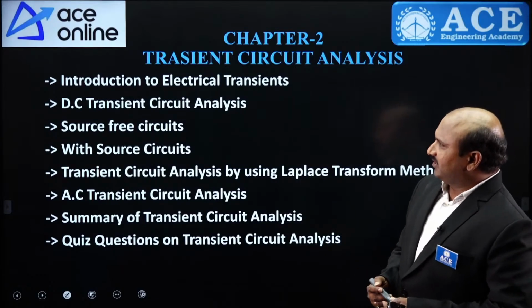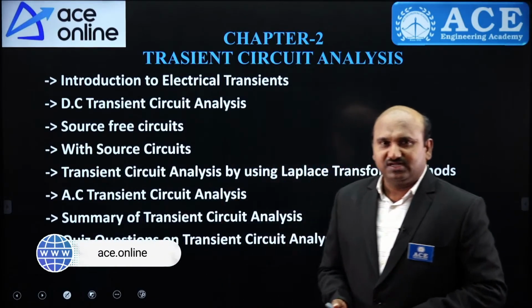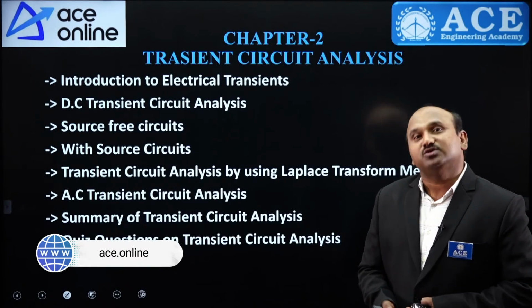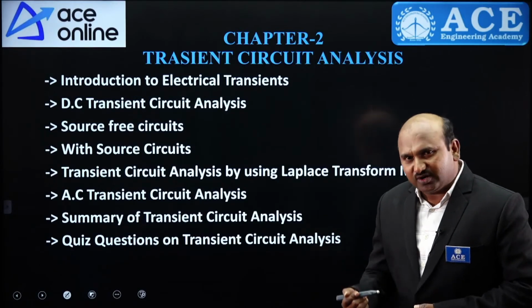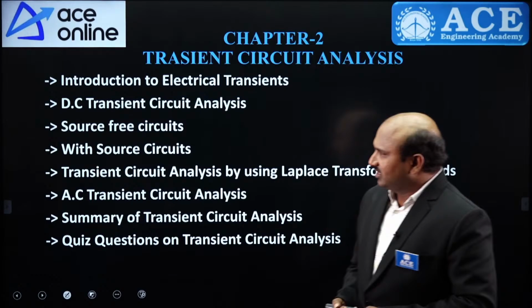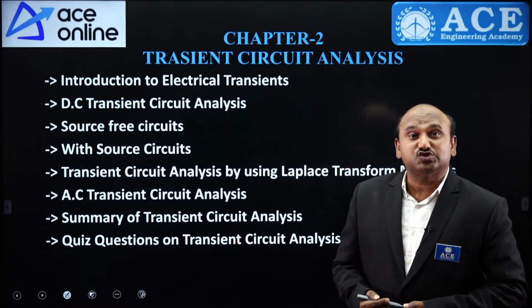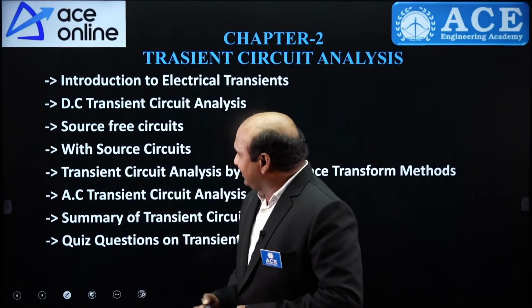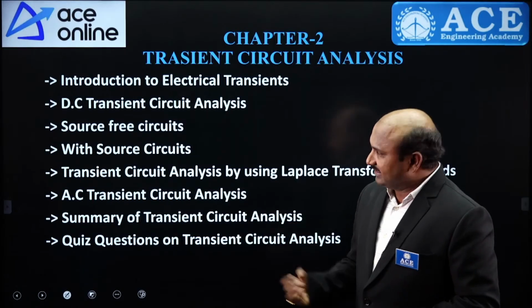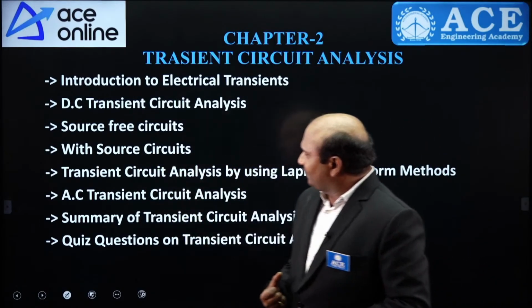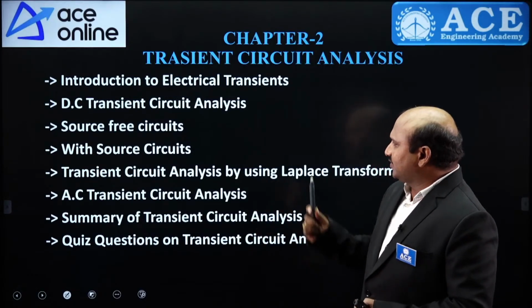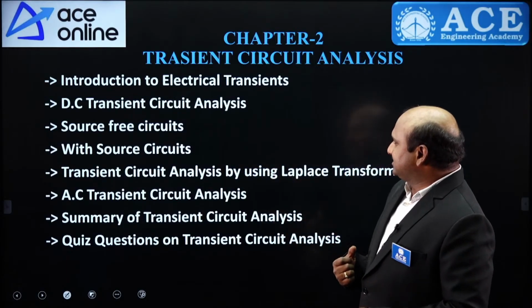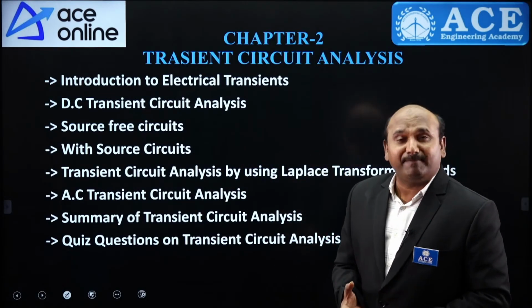Now, under the second chapter, we have an introduction to electrical transients. Based on the excitations, the transients can be divided into 2 types. Number 1 is DC transients, number 2 is AC transients. Usually transient effects are more for DC. And under DC transients, we can take 2 types here: source-free circuits with source circuits, and transient circuit analysis for second order. This is the first order. For second order, we should consider using the Laplace transform.